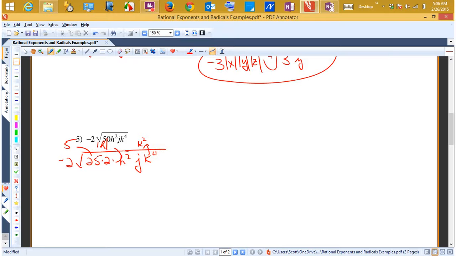So what I'm going to have is the negative 2 multiplied by the 5. That's a negative 10. I'll have the square root of 2. And the h squared has come out. Then once again, I forgot to leave room for my absolute value, so put that in there. So I have the absolute value of h, and then I have k squared. And what's left underneath there would be the square root of 2 and j.